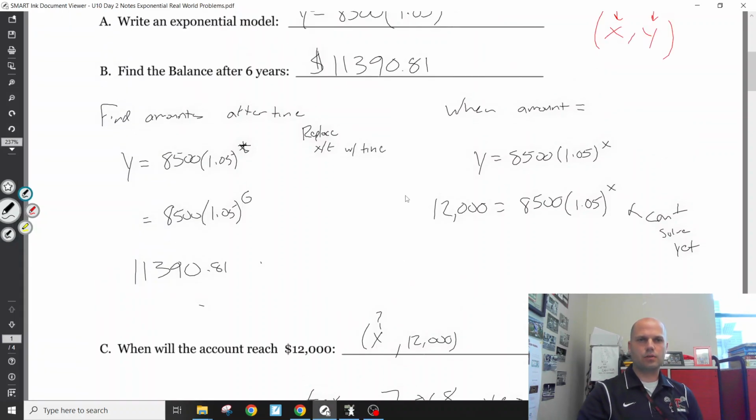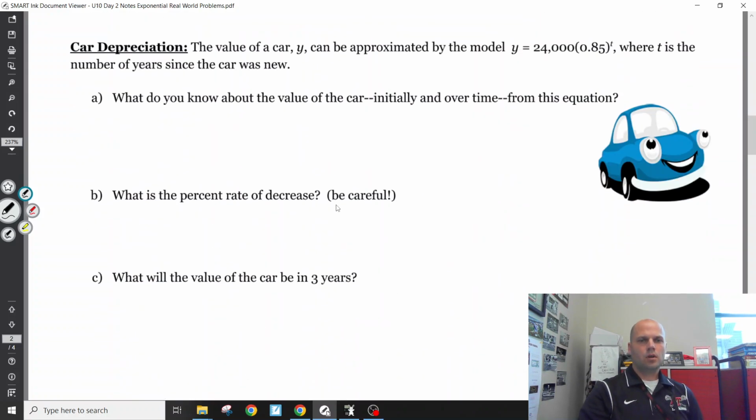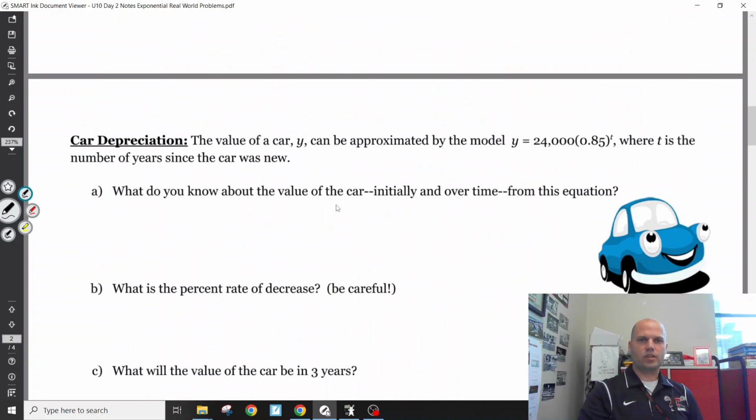Okay, so the key to this lesson is setting up your equation correctly. If it's already given to you, great. Then understand what your x's mean and what your y's mean. Your x's or your t's are like the time that's passed. The y's would be like an amount in the future. Okay, so for the rest of them, they give you the equations.